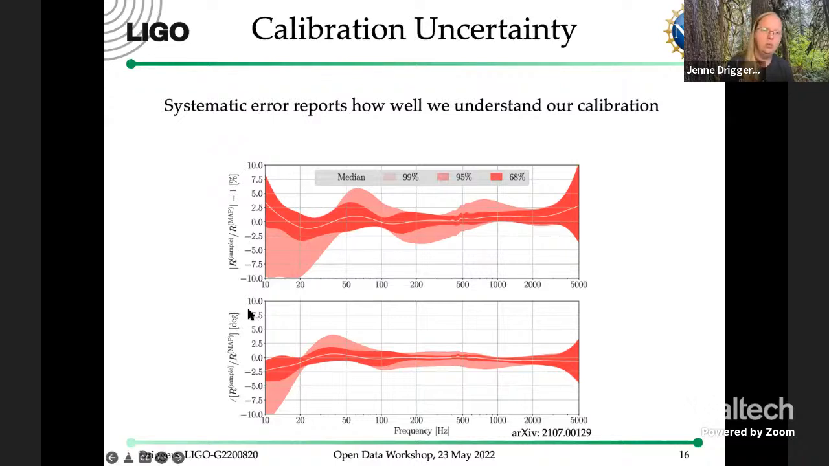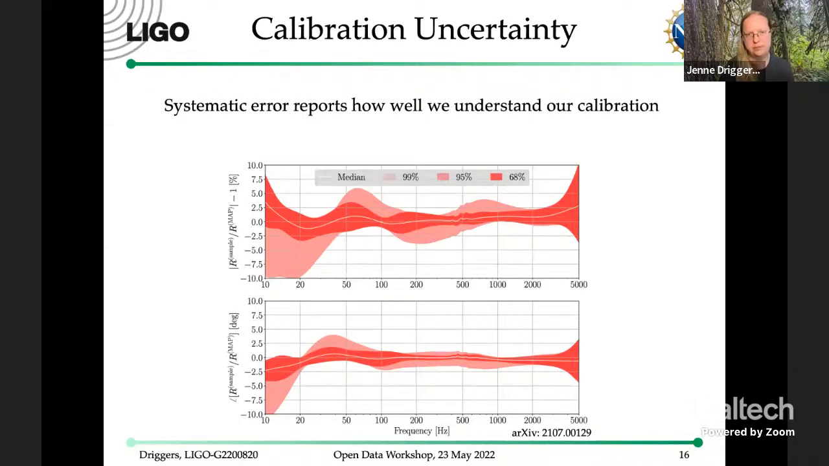Similarly, we also care about the phase of the data, because the phase of the data can also help tell us information about the object that created the gravitational wave signal. So this is, as a function of frequency, the difference in phase between our measurement and our calibrated model, what we thought the calibration was. And again, you can see that it's very, very exquisitely small.